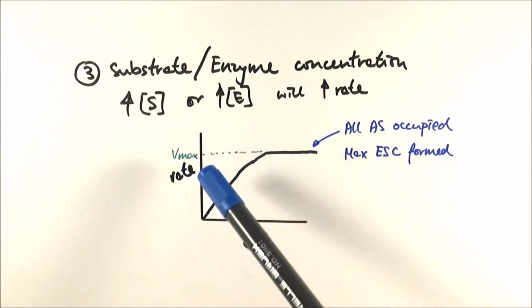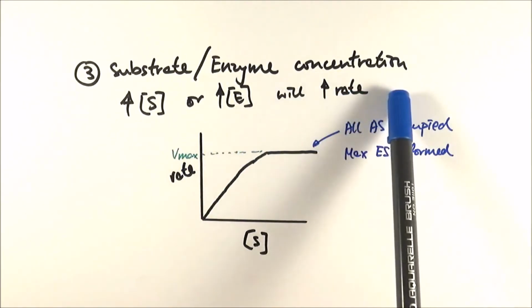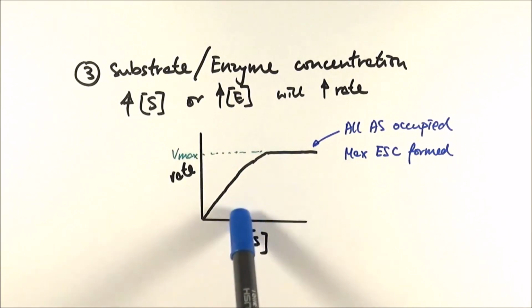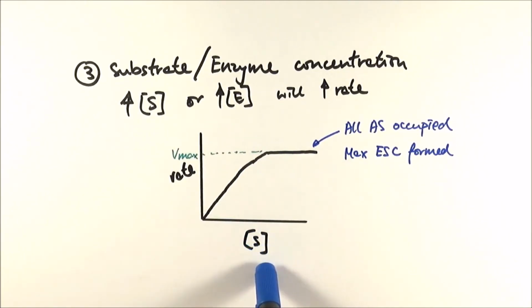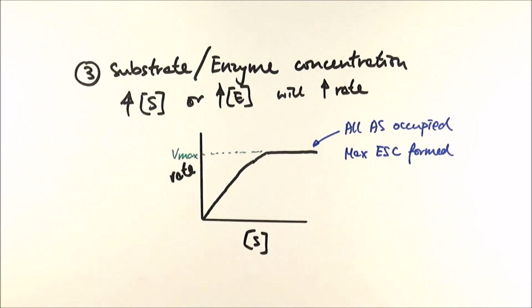The only way to do that is to add in more enzymes so that we can push it further up before it plateaus again. And this graph will be the same if we change this particular axis to enzyme concentration instead. And that's pretty much it. So we've got temperature, we've got pH, and we've got substrate or enzyme concentration, and how they affect the rates of reaction of enzymes.